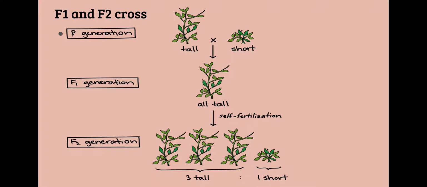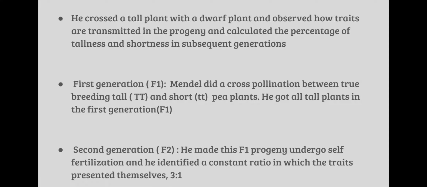Now, the next generation, or the F2 generation, led to results which confused Mendel altogether. So, the progeny that was obtained in the F1 generation, Mendel decided to self fertilize them. The first generation tall progeny yielded a very different result. This time, there were short plants. What Mendel had as a result was very different than what he had predicted.